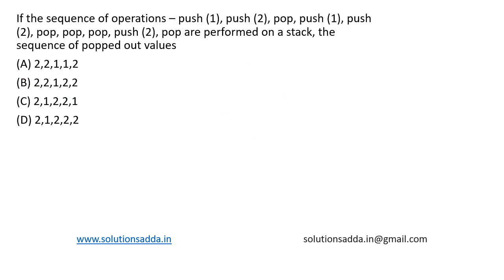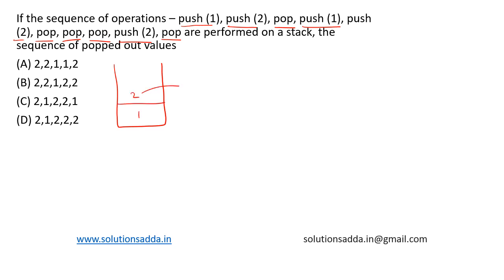This is a question from data structures. If the sequence of operations push 1, push 2, pop, push 1, push 2, pop, pop, pop, push 2, pop are performed on the stack, the sequence of popped out values are? Let's draw the stack. Initially we are pushing 1, then we are pushing 2. So right now this is the stack condition.